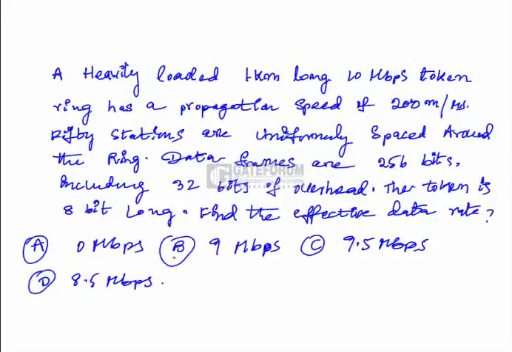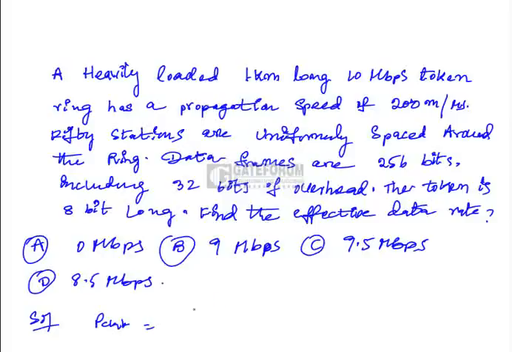A 1 kilometer long 10 Mbps token ring has a propagation speed of 200 meters per microsecond. 50 stations are uniformly spaced around the ring. Data frames are 256 bits including 32 bits of overhead. The token is 8 bits long. Find the effective data rate. So we need to find out the effective data rate. So for finding effective data rate, we need to find out the total packet transmission time and also the token time. So what is the packet transmission time?